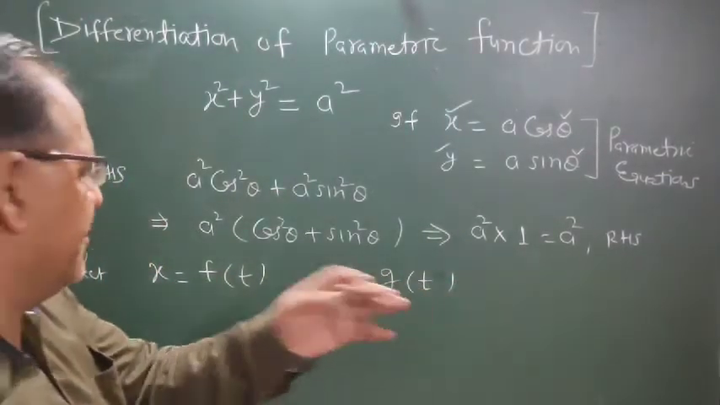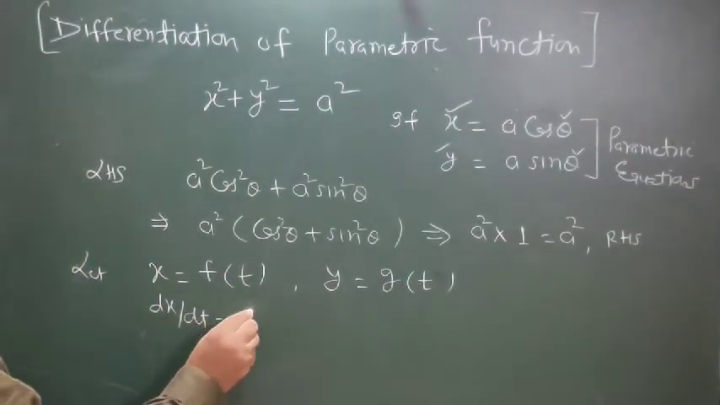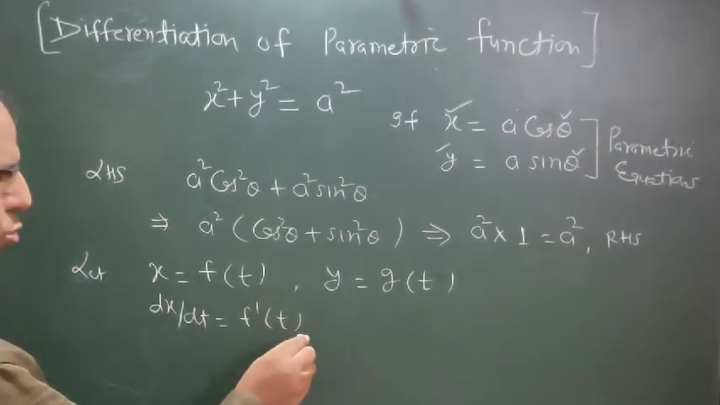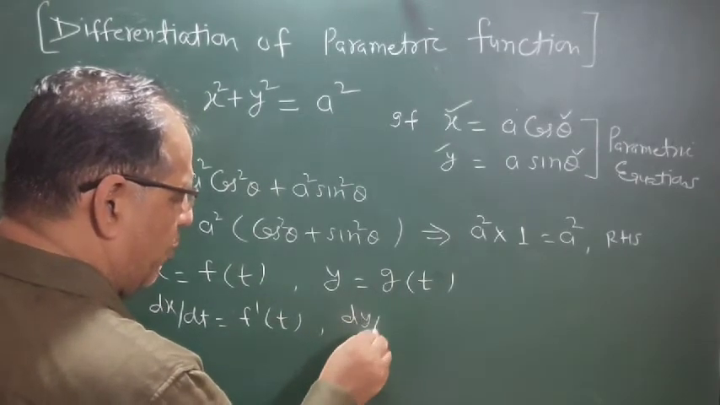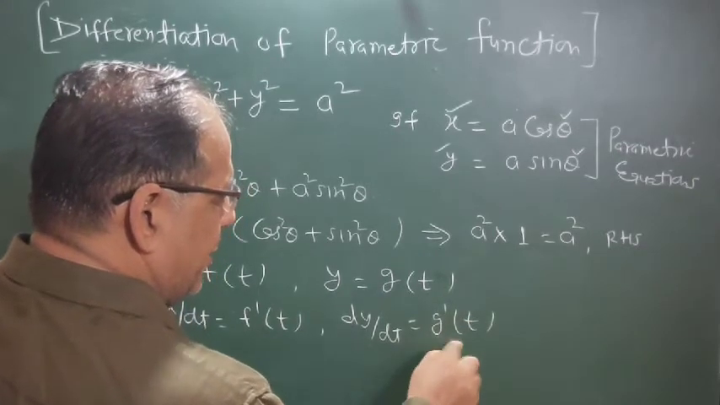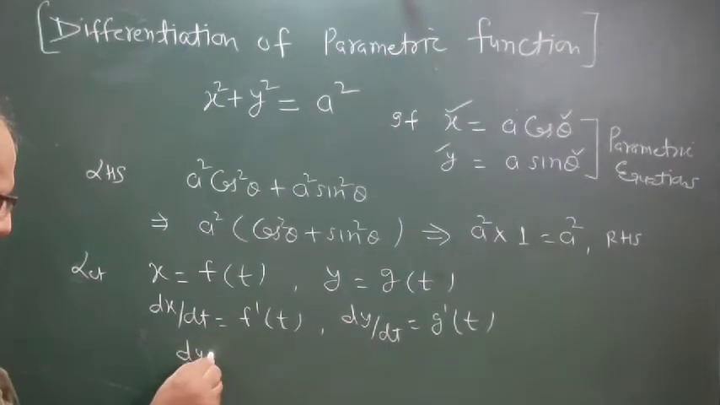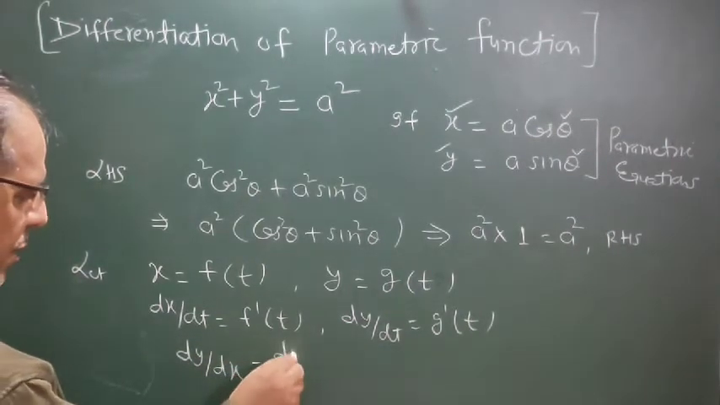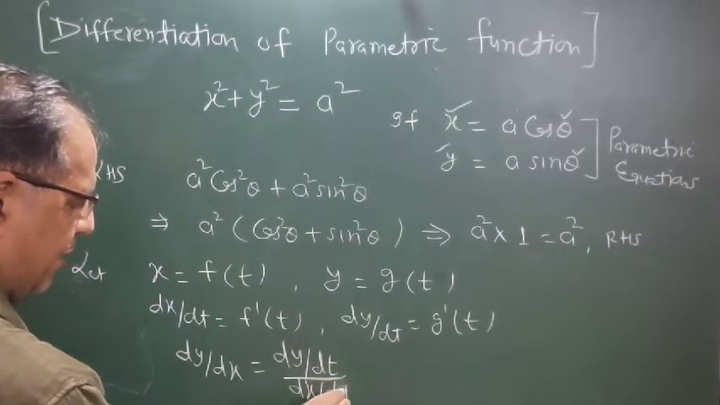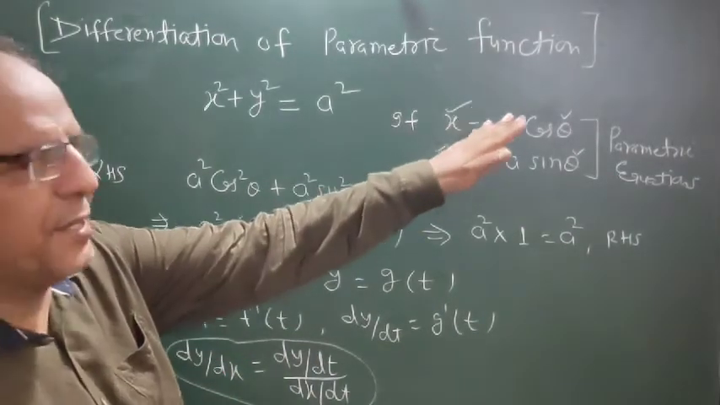X and y both are functions of t. Now first we find dx over dt, denoted by f dash t. Here f dash t indicates the derivative of f of t with respect to t. Similarly, dy over dt equals g dash t, which represents the derivative of g of t with respect to t. So finally dy over dx equals dy over dt upon dx over dt. This is the formula by which we can find the differentiation of a parametric function.